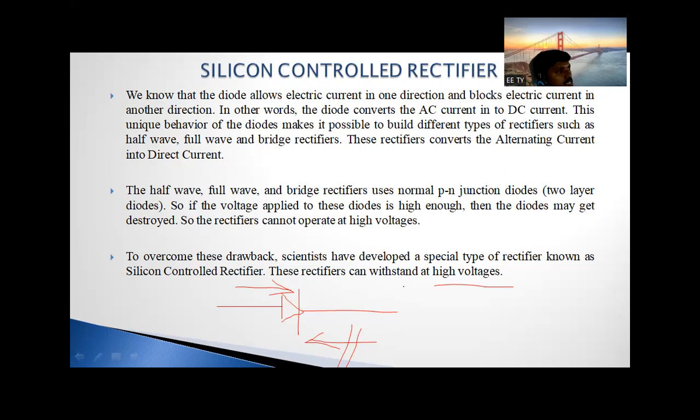So to convert AC to DC, definitely we need to use rectifiers. We cannot use diodes because the transmission lines are operated at high voltage levels. So for that purpose, we are going for the silicon controlled rectifier. Clear? Next one.